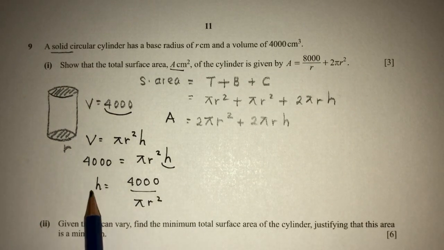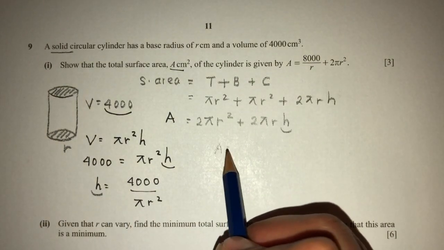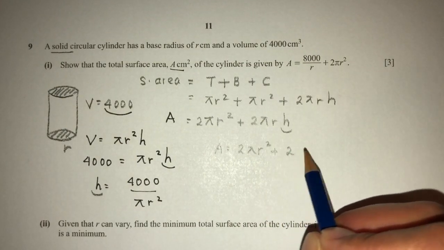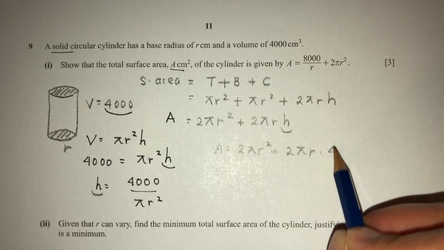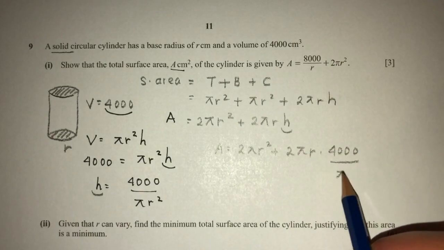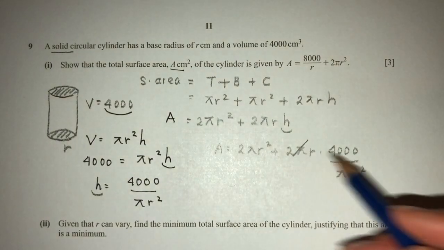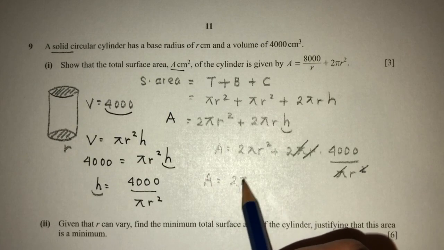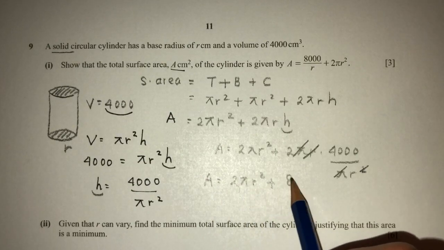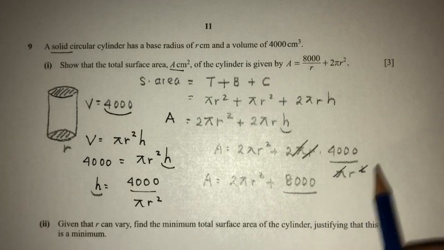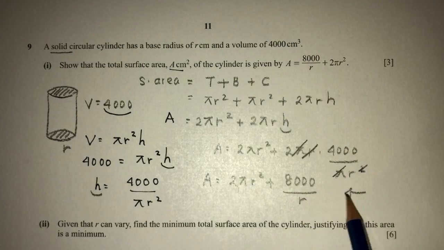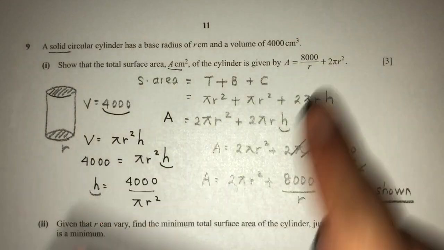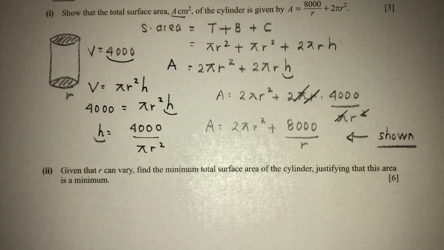So replace this back in your main equation. So A will be 2 pi r square plus 2 pi r times 4000 over pi r square. Cancel, cancel. So A will be 2 pi r square plus 8000 over r. And this is shown as required. It's the same as this one. That will be your answer for part 1.